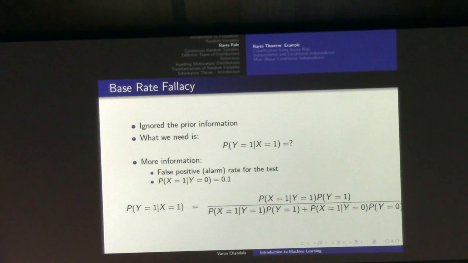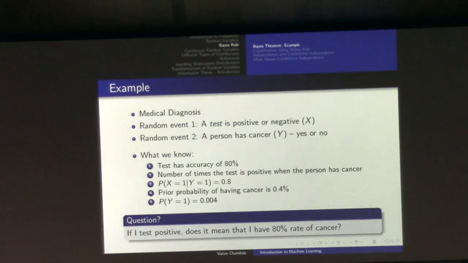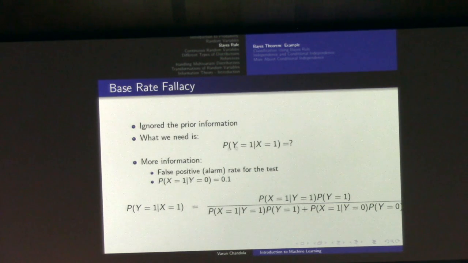And that is where the Bayes rule comes in. The reason it is incorrect is because we have not incorporated the prior information. I went there and I got tested, and the test has an accuracy of 80%. However, the base rate is pretty low. If I went there and didn't get the test done, my probability of cancer would be 0.4%, 0.004. So the actual value that you want is not this. It is this.